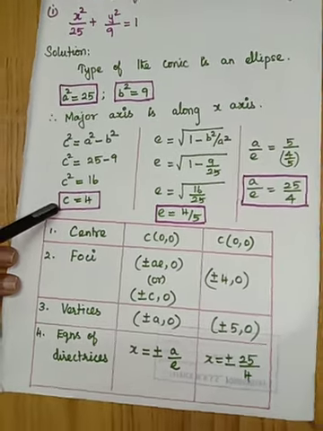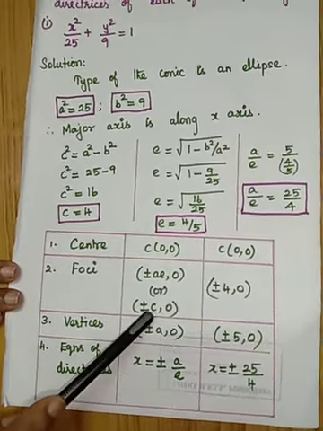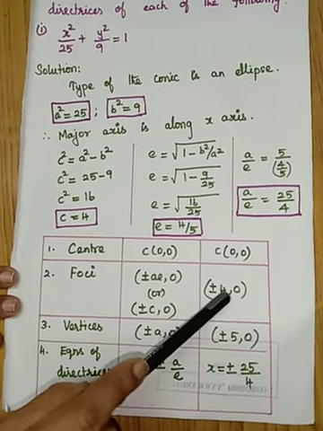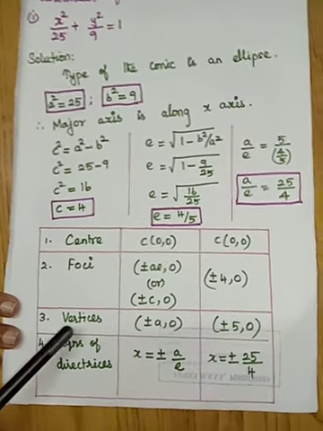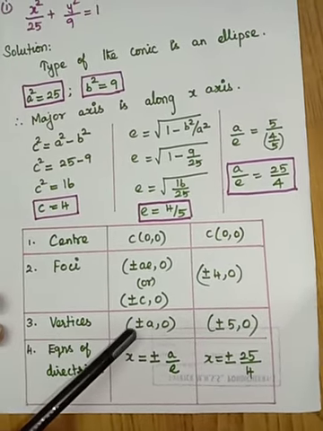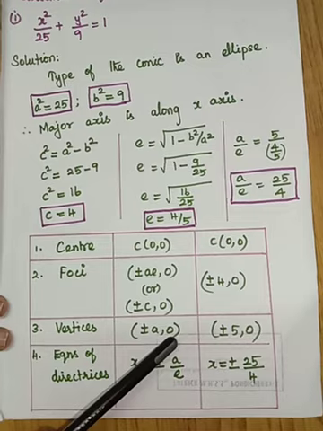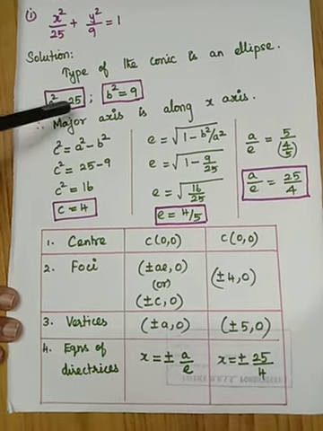Here I have found C. So therefore C is 4. So your answer is plus or minus 4, 0. The next one, vertices. So what is the vertices formula? It is plus or minus A, 0. What is A? A squared is 25.